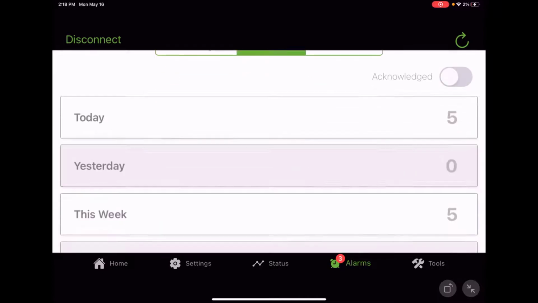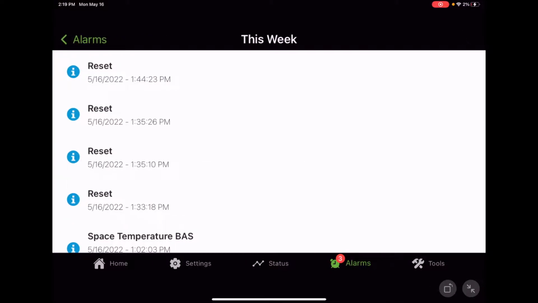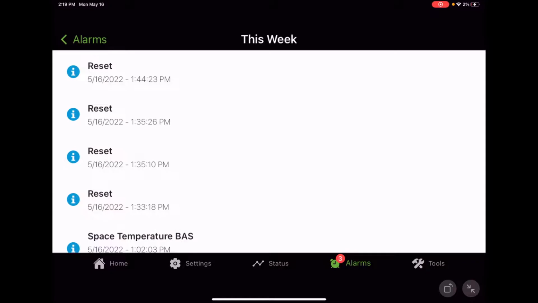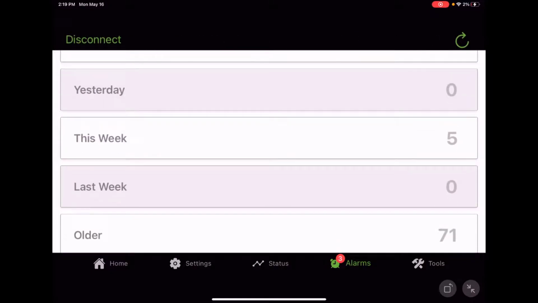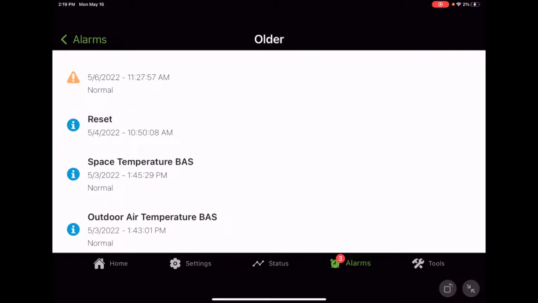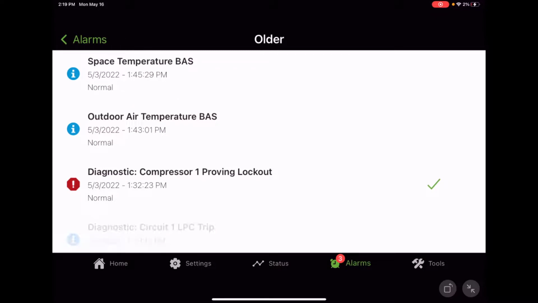Nothing too crazy. Nothing happened yesterday, because I can tell you this thing wasn't plugged in yesterday. But earlier in the week, we had some stuff going on. And again, we had some resets that would be including today, 5/16. Nothing happened last week because I wasn't here and this controller wasn't plugged in. And so we don't have anything from last week. And then older is anything older. So now we're going back to early May.